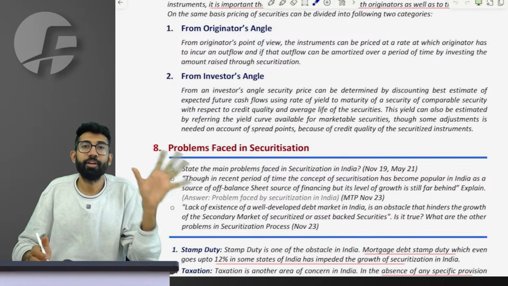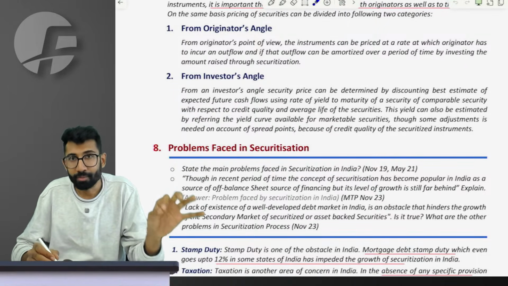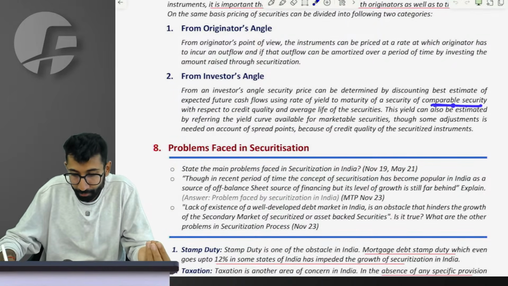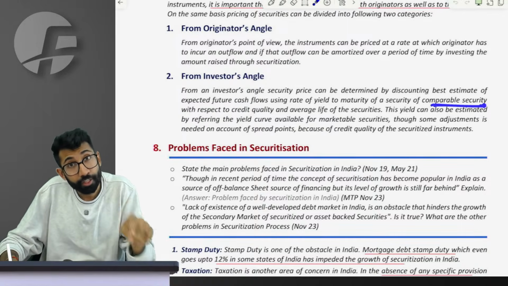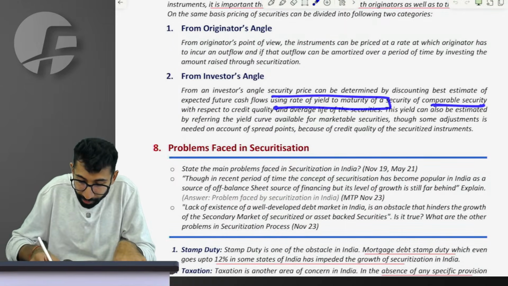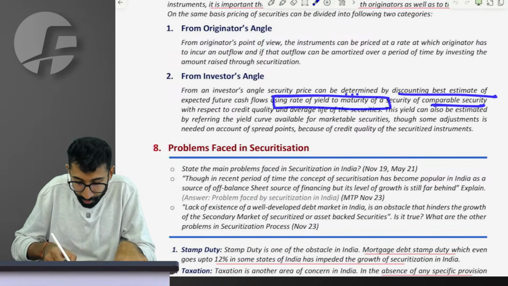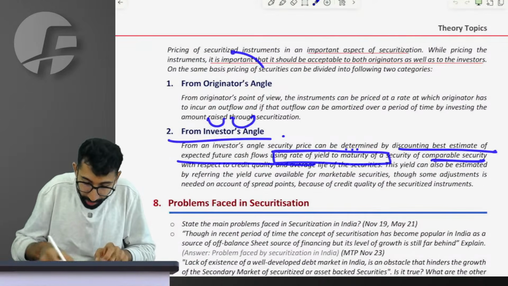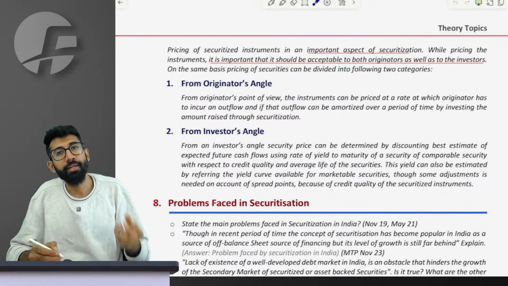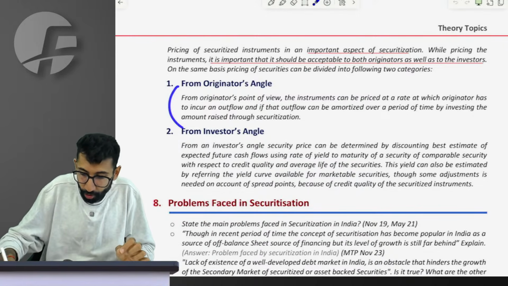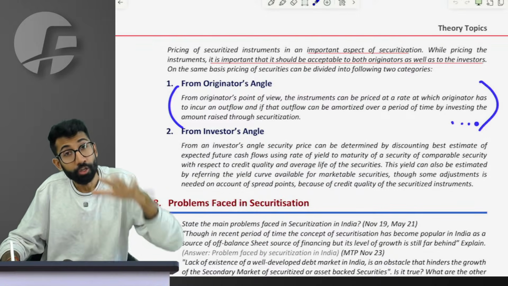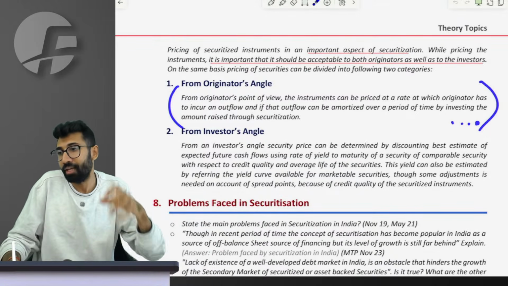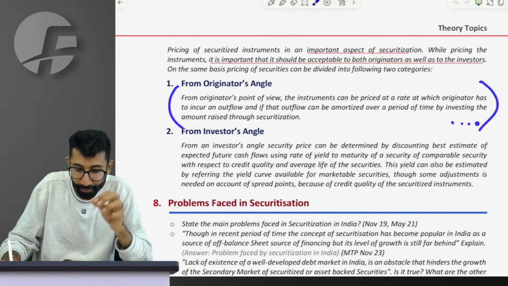Any other security in the market having the same risk and similar characteristics becomes the comparable security. The rate of return on that security becomes the required rate of return on my security. So discounting the cash flow at that rate is the pricing. From the originator's angle, the language is really typical, so please don't expect me to explain this particular thing, and write down this particular line in the exam as it is.